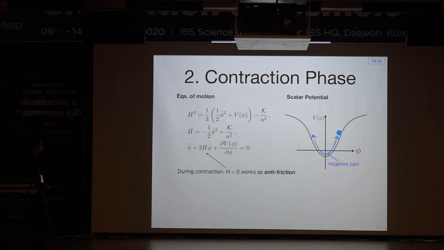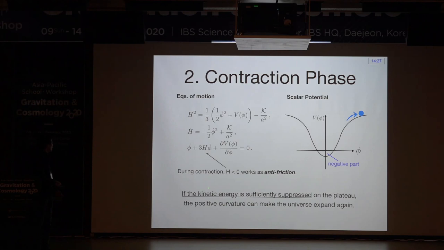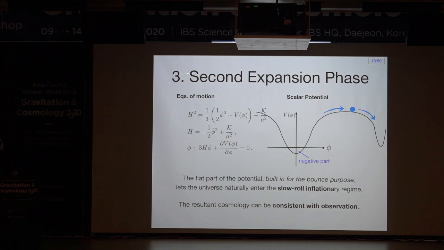And here there is a crucial assumption. If the kinetic energy of the scalar field is sufficiently suppressed when it comes to the flat part, then in that situation, the positive curvature can make the universe expand again. Because if the kinetic energy is negligible around here, then it's just like an effective cosmological constant. Then it's similar to the previous toy example, so the balance is possible. And after the balance, there is an expansion phase.